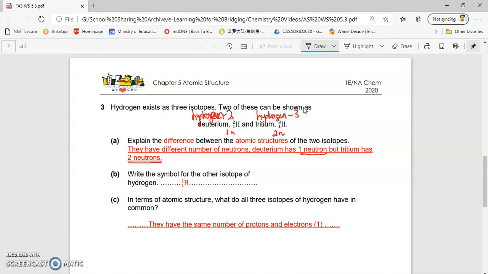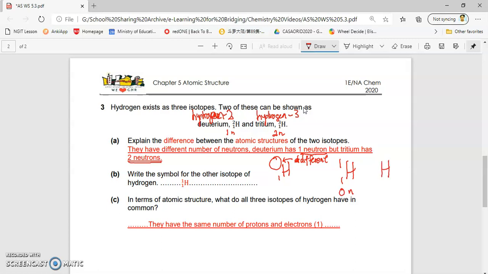Next, they ask you to write the symbol for another isotope of hydrogen. Because they are hydrogen, the proton number will definitely be 1. The chemical symbol will definitely be H. What makes the difference is the top number, the nucleon number. Because of the different number of neutrons, this number will be different. The example given here is 1H1. This is a hydrogen with a nucleon number of 1. Actually, this is a hydrogen with 0 neutron.